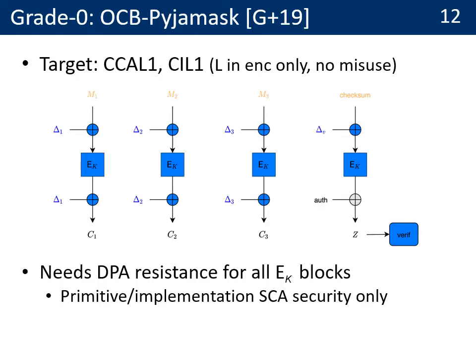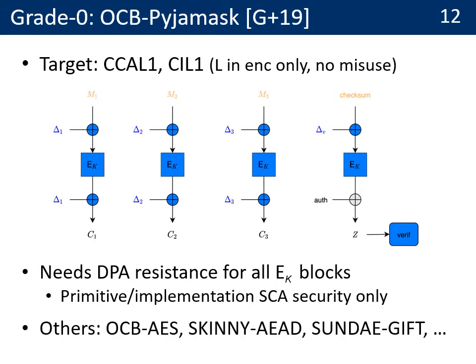We start with OCB Pyjamask, which is a grade 0 design. In this case, we see that even for the lowest security target, which is CCA security and ciphertext integrity with leakage in encryption only and no misuse, we already need to protect all the block cipher calls with strong DPA protections. This is not a bad thing in itself because the mode is quite efficient otherwise, but it shows that side channel security will only depend on implementation level countermeasures.